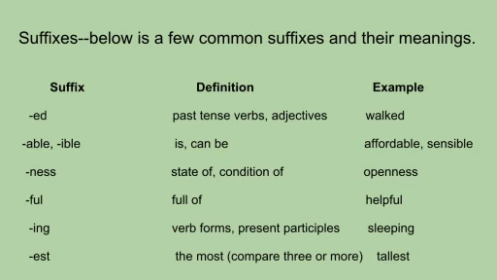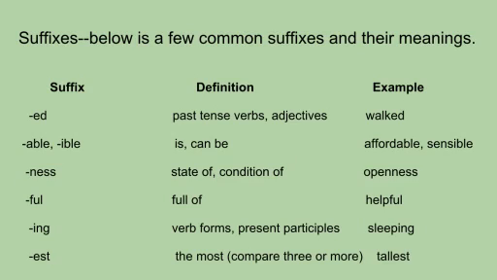Our next suffix is able, A-B-L-E, or ible, I-B-L-E, which means is or can be. An example would be affordable or sensible. Ness is our next suffix, meaning state of or condition of being. An example would be openness. Full, F-U-L, stands for full of. An example would be helpful. Helpful means full of help.